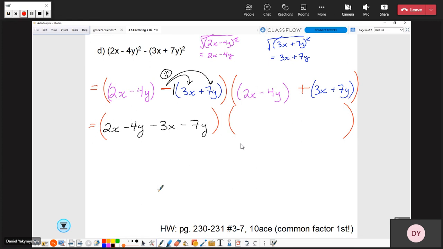Now the second bracket here is not so bad because out front of the purple or pink one, there's nothing, so we can just drop the brackets. And out front of the blue one, there's a plus, which indicates we can just drop the brackets.